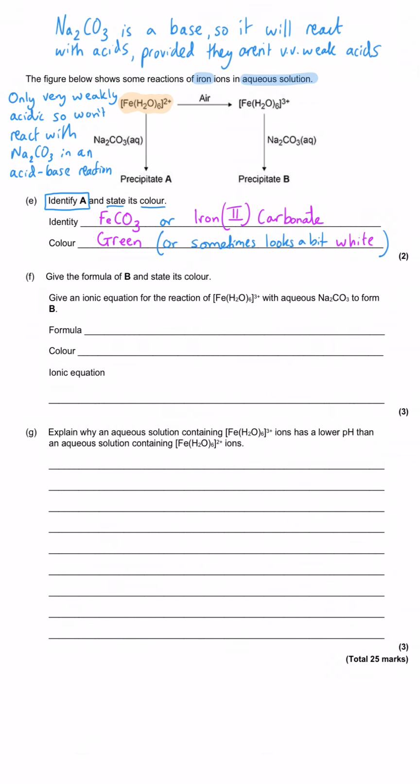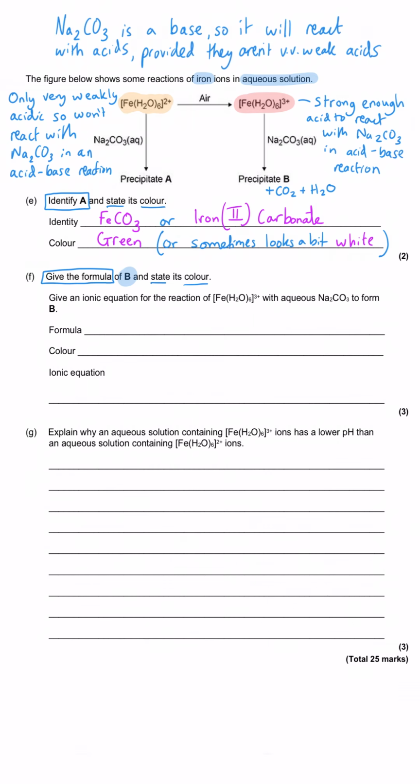Give the formula of B and state its colour. So this time we're not going to make iron carbonate because the iron 3+ has a greater acidity than the iron 2+. So that means it's able to interact with the carbonate as an acid would. And so when an acid reacts with a carbonate, we end up producing carbon dioxide and water, and that's what's going to happen here, and we need to incorporate that into our equation.